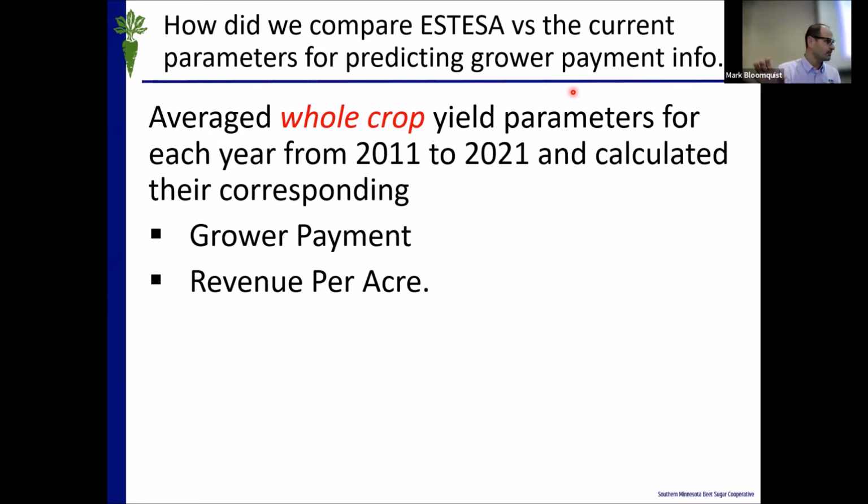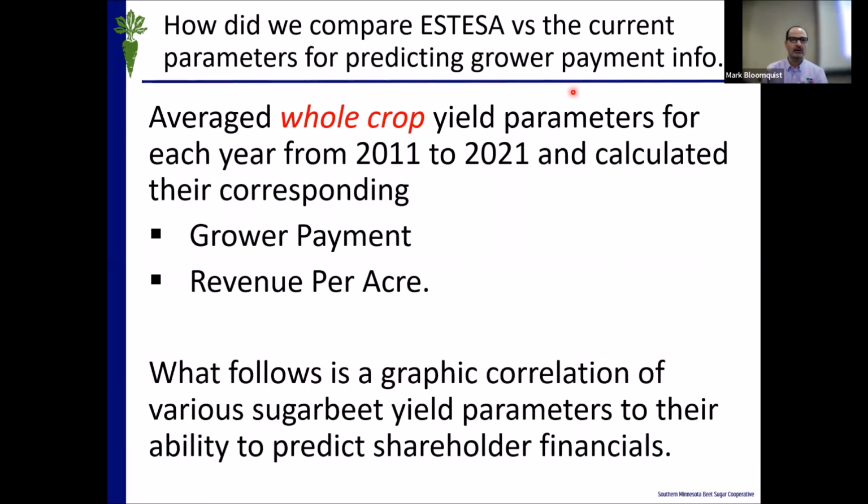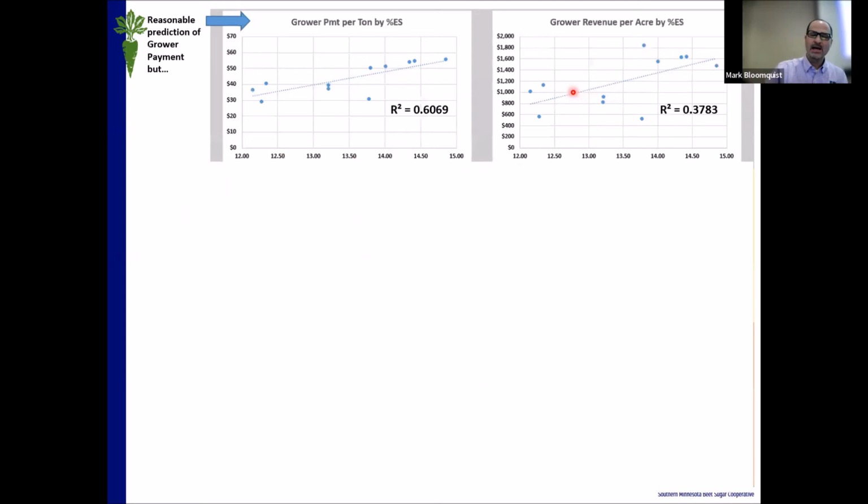We're going to basically try and create a correlation or regression best fit line. I also calculated the grower payment and the revenue per acre for each one of those particular years using the profitability calculator. And what follows then is a graphic correlation of various sugar beet parameters to their ability to predict shareholder financials or revenue per acre. I know it's small. Please let me try and walk you through this.